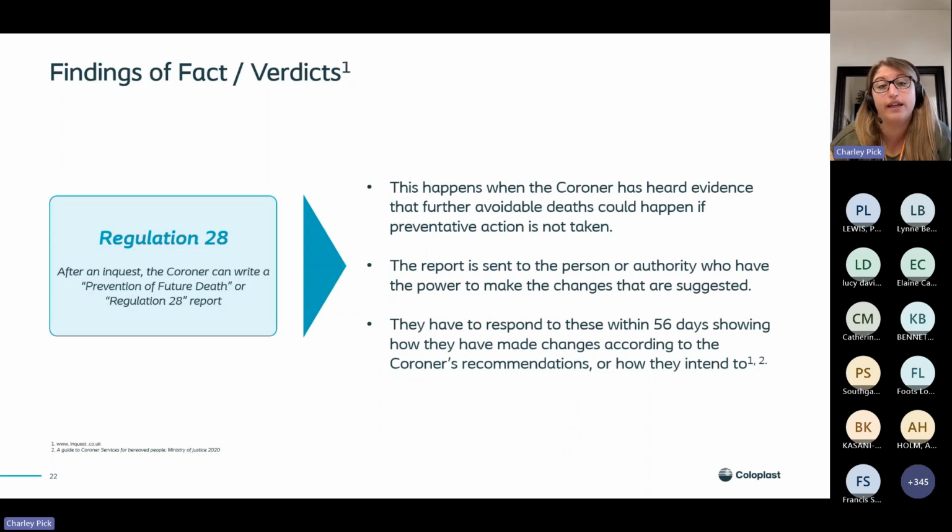Now, if the coroner feels that a Regulation 28 is deemed appropriate, that report is sent to the person or the authority who have the power to make the changes that are suggested within that trust or within that company. And they then have 56 days to respond, to show how they have made those changes according to the coroner's recommendation, or how they intend to. And what you will often find in coroner's court is that the trust or the company are able to say how they've already put things in place to prevent this from happening again. And you may see this later on when we actually go through the coroner's court.